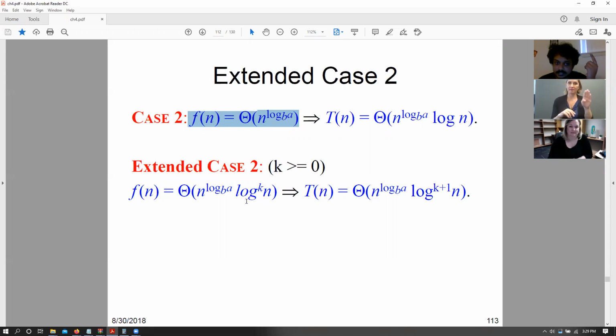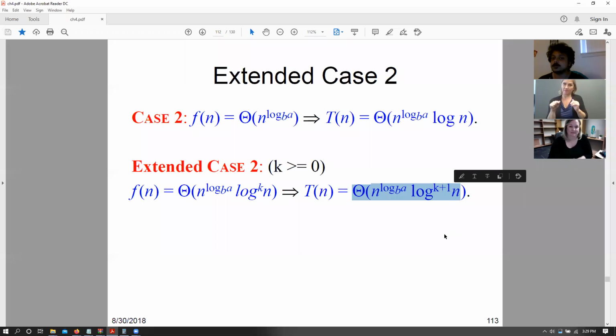But there is an extra case here where f of n can match theta of n to the power of log base b of a times log to the power of k of n. So log raised to the power of k of n. This is not log log log. This is log raised to the power of k, right? So in that scenario, if this case matches, then for case 2 we can say theta equals n raised to the power of log base b of a times log to the power of k plus 1 of n.